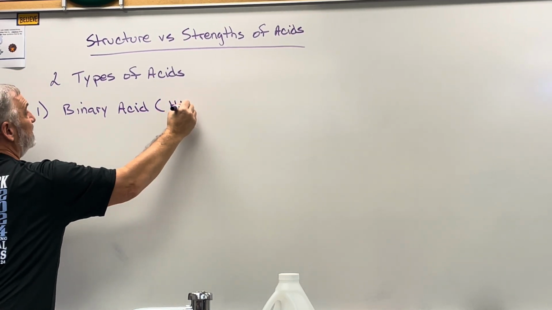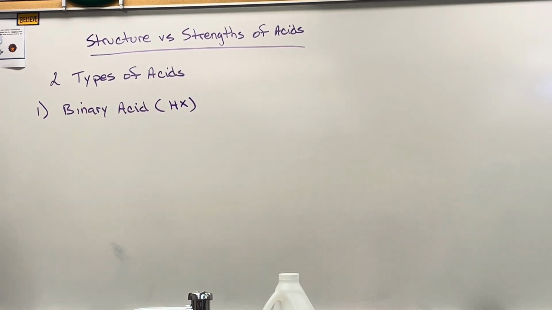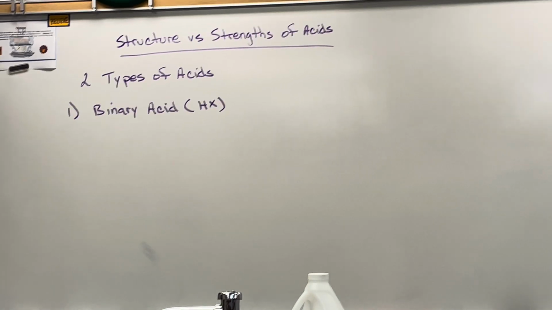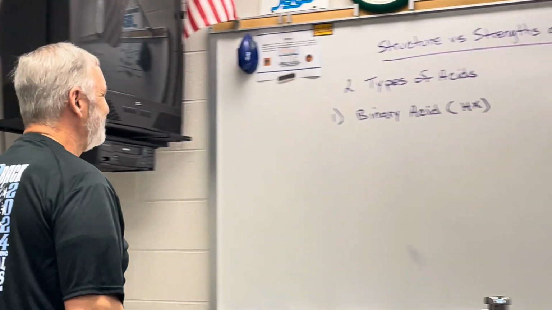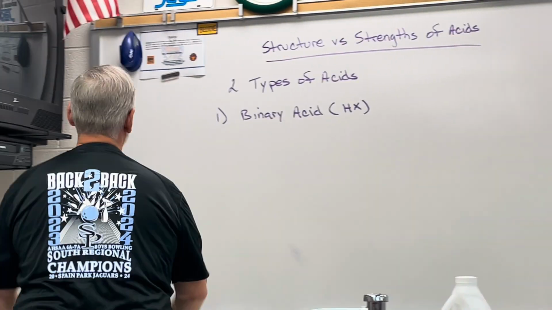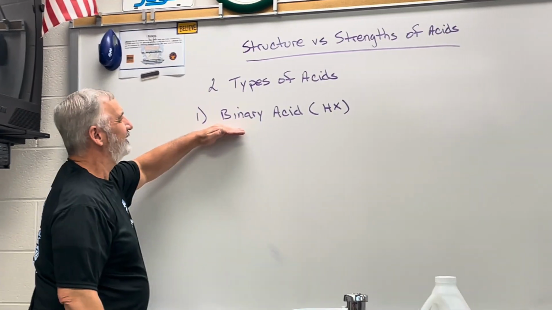It's just H and X. Now, that can still be H2S. Listen, it can be H2S, it can be H2Se. So it doesn't mean just two atoms. It just means two different types. So it's H plus some monatomic ion. Okay? It doesn't always have to be on me.